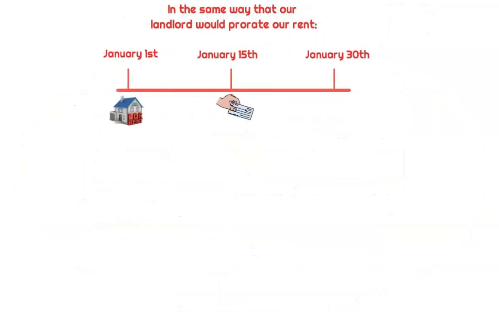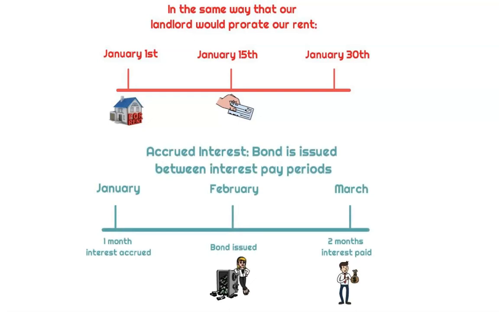I always like to compare this concept to rent. Let's say you move into your first apartment. You're paying $1,000 a month, and you move in on January 15th, but rent is due on January 30th. So you're going to pay on January 30th, but are you going to pay the entire month's rent? No, that would be ridiculous. You're going to pay only for the 15 days that you actually occupied the space, just like the borrower is only going to pay interest for the time period that they own the bond.